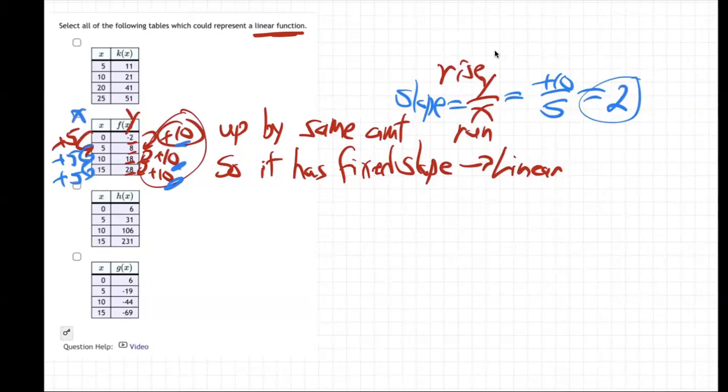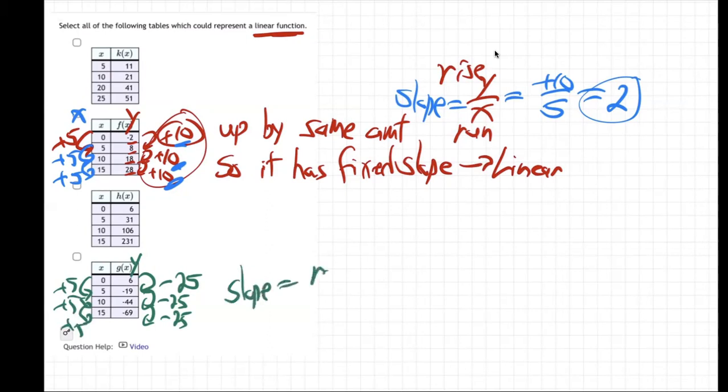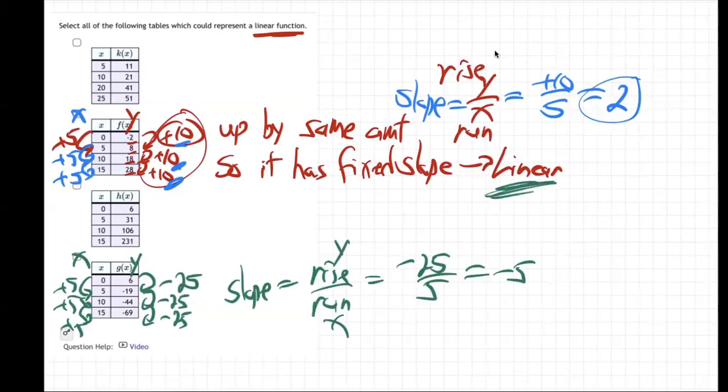That one's linear. Now the next one, I'm going to jump to this one. This one's going down by 25, I think. Down by 25, and down by 25. Yeah, every time, that's the y values. And every time x is going up by 5, up by 5, up by 5. So the slope is a steady rise over run, y over x. The change in y is minus 25. The change in x is 5. It's a steady minus 5. That's linear. One fixed slope. That's what a linear function is.